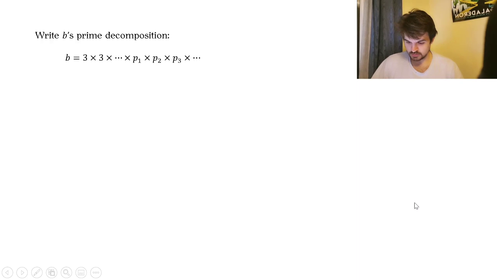Okay, so what we have is a number b. Let's write its prime decomposition. We know that there must be some 3s. We don't know how many 3s there are, but there must be some, so I just wrote them explicitly here. There might be only one, so don't read too much into this. But there are also some other prime numbers, right? We don't know how big b is, just like in the previous example.